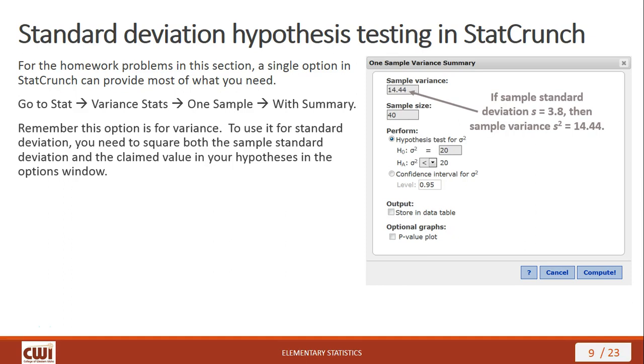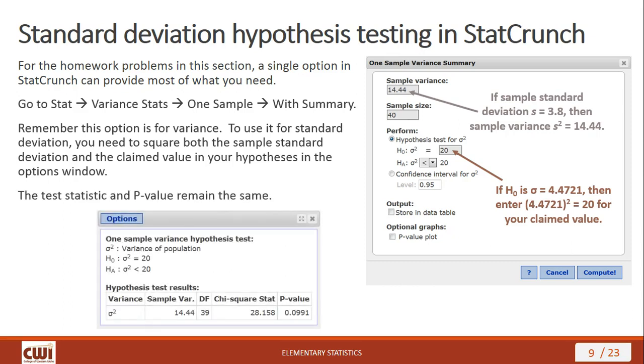So if, for example, we have a sample standard deviation of 3.8, then the number we're going to put in for sample variance is 14.44. We have to square the 3.8 in order to get the right number to put into StatCrunch. Likewise, if we have a claimed value for our null hypothesis of 4.4721, then we're going to have to square that to get the right claimed value number to put into the hypothesis test in StatCrunch.